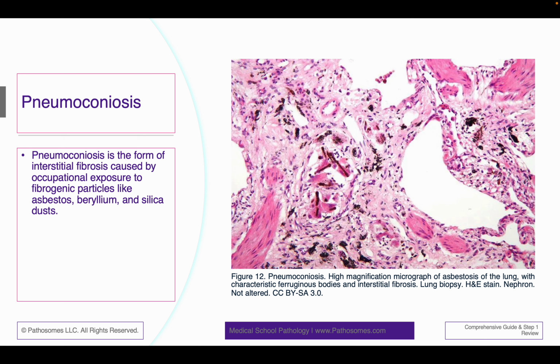For example, take a look at this H&E section. It's a high magnification micrograph from a patient with asbestosis of the lung. Can you point out the ferruginous bodies? They're there. And if you can see them, good job. Make sure you can recognize them because you will see these in the future.